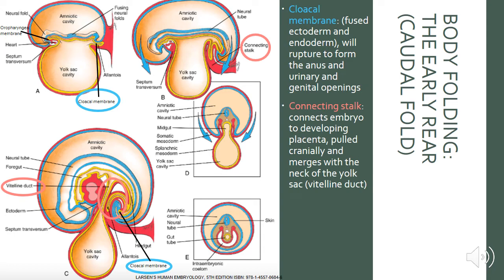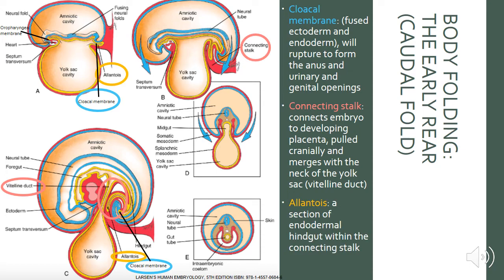Now, the connecting stalk. This is important. Right now, at this stage of development, the connecting stalk is what's holding the embryo to the developing placenta. It's the connection, as it self-describes. But during this process of folding, as the caudal and cranial folds come down and merge at the connecting stalk, they're pushing it towards the neck of the yolk sac, which is called the vitelline duct, and they are ultimately going to merge and form the future umbilical cord.